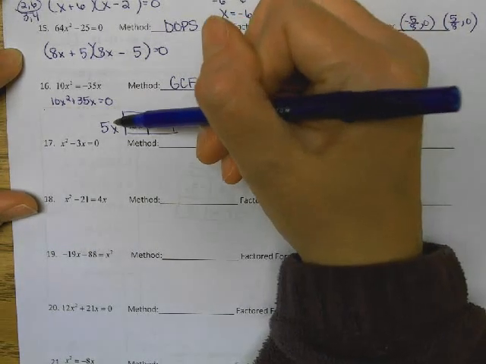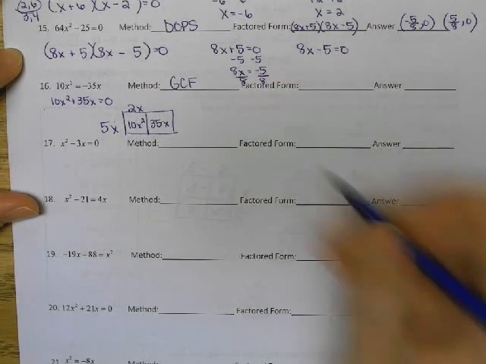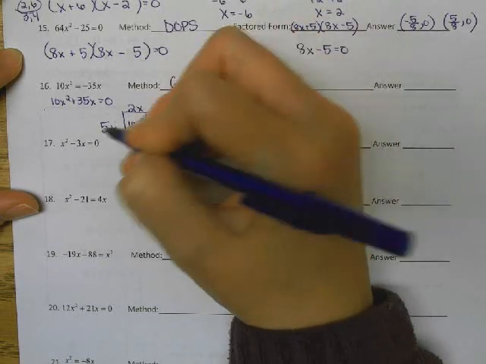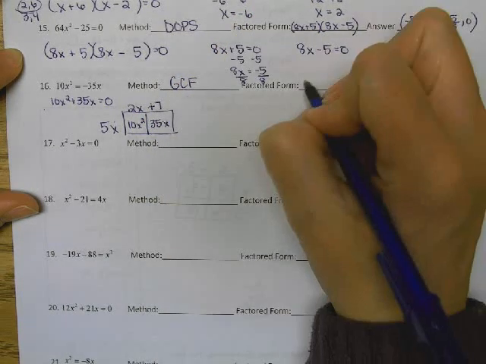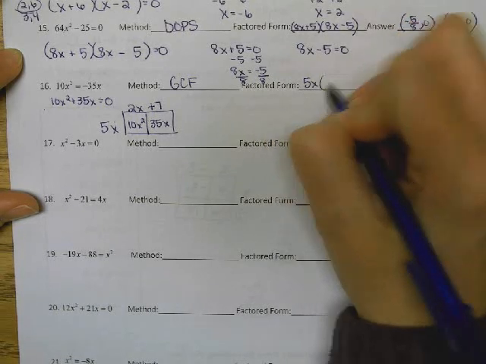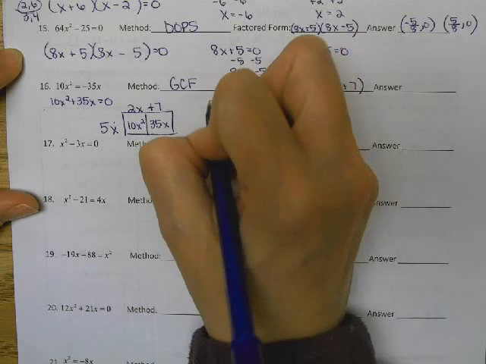What would I need to multiply 5x by to get a 10x squared? It's going to be a 2x. And what would I need to multiply 5x by to get a 35x? It'd be a positive 7. So my factored form is 5x, 2x plus 7.